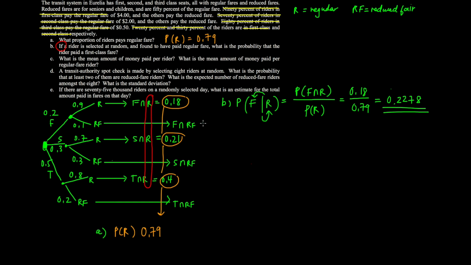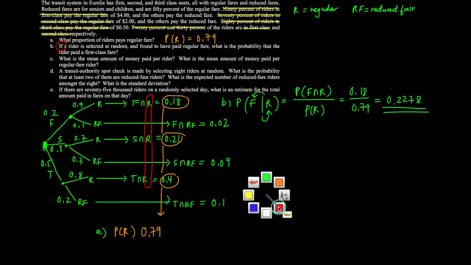So before we move on, we need to find the ends for the reduced fare, okay? This here would be first class and reduced fare, so it's 0.2 times 0.1, so this is 0.02. Here, second class and reduced fare is 0.3 times 0.3, so this is 0.09. And third class and reduced fare is 0.5 times 0.2, so this is 0.1, okay?